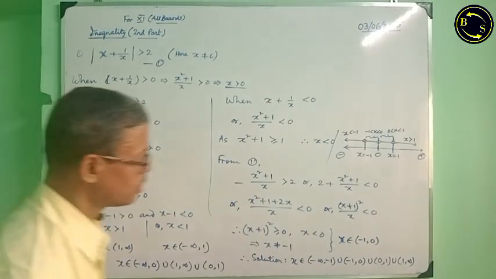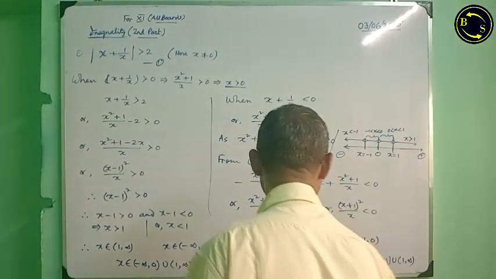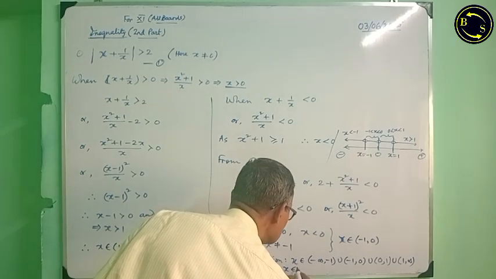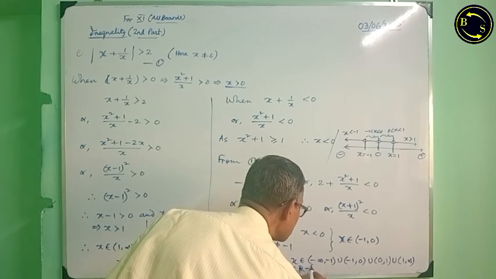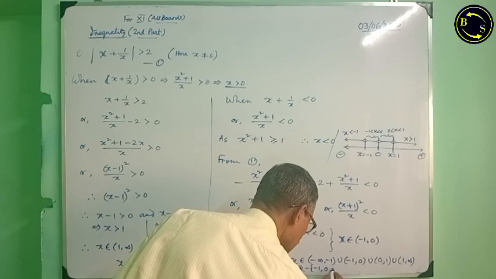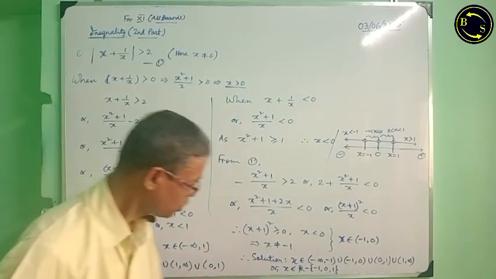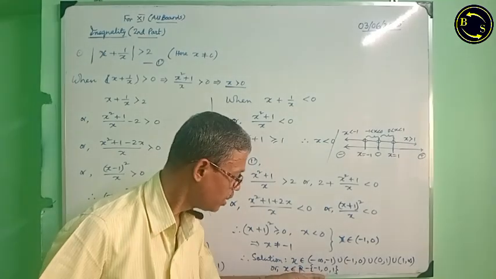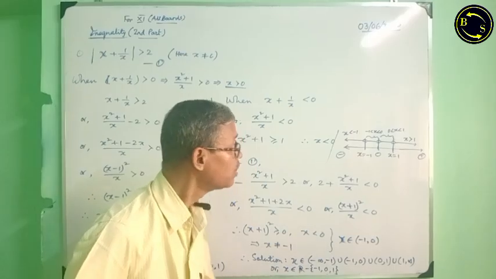Finally, this is the solution. This can be represented also by set of reals minus the set having members minus 1, 0 and 1. That means this region.